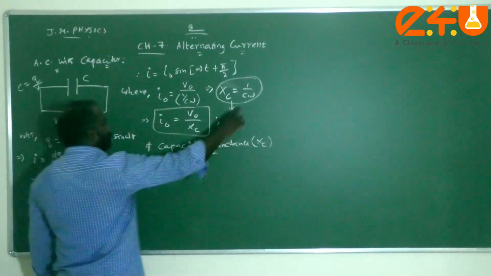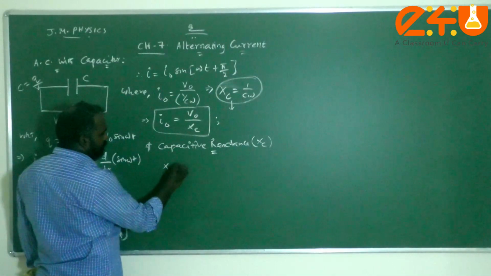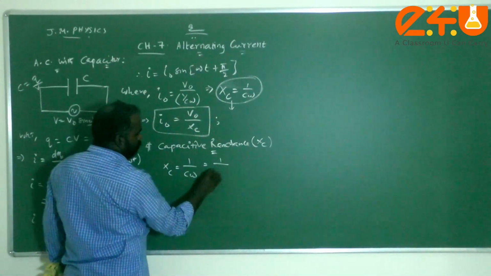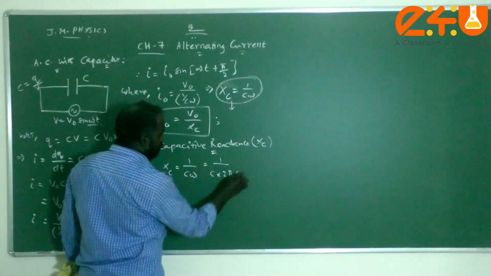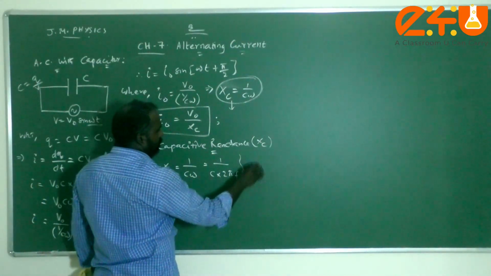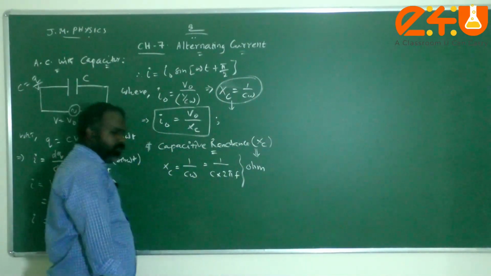So this XC depends on omega, and omega is also 2 pi f. Therefore I can write that XC is equal to 1 by C omega, that is 1 by C into 2 pi f, because omega equals 2 pi f, which plays the same role as that of the resistance. So its unit is ohm.